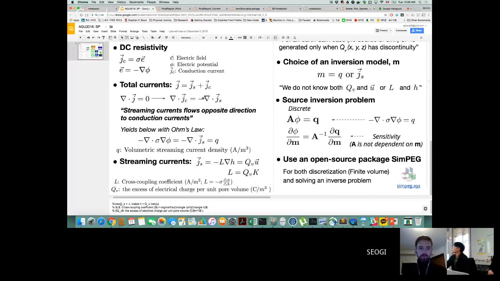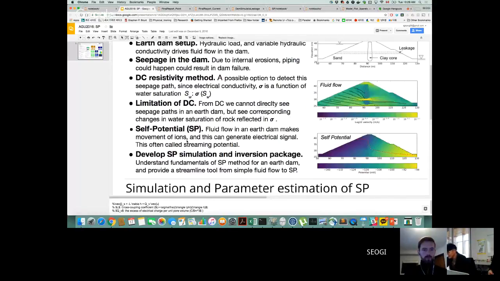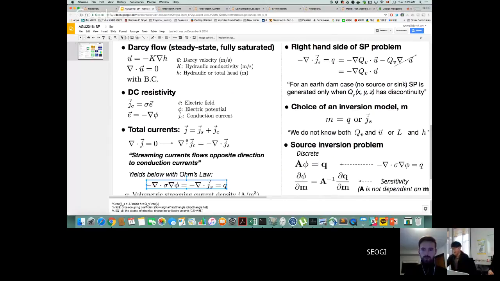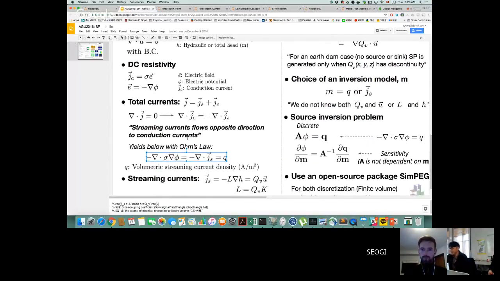So div JS is equal to minus div JC. That gives a little bit of physics, because the direction of your conduction current is always opposite to your streaming current. If the conduction current flows one way, the streaming current flows the other way. If you want to know more of the physics, there is a full book explaining why, but that's the simple version.